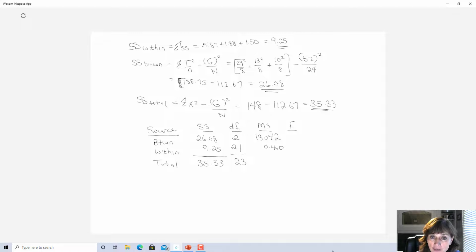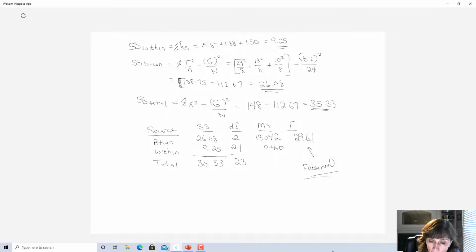So again, F is just a ratio of variance between treatments and variance within treatments. Our mean squared is just that. We've just calculated the variance between treatments and the variance within. Now we just need to divide them. So we're going to take 13.042 divided by 0.440, and that's going to give me 29.61. So this is going to be my F observed. This is my F statistic. This is what we've been working on calculating, 29.61.